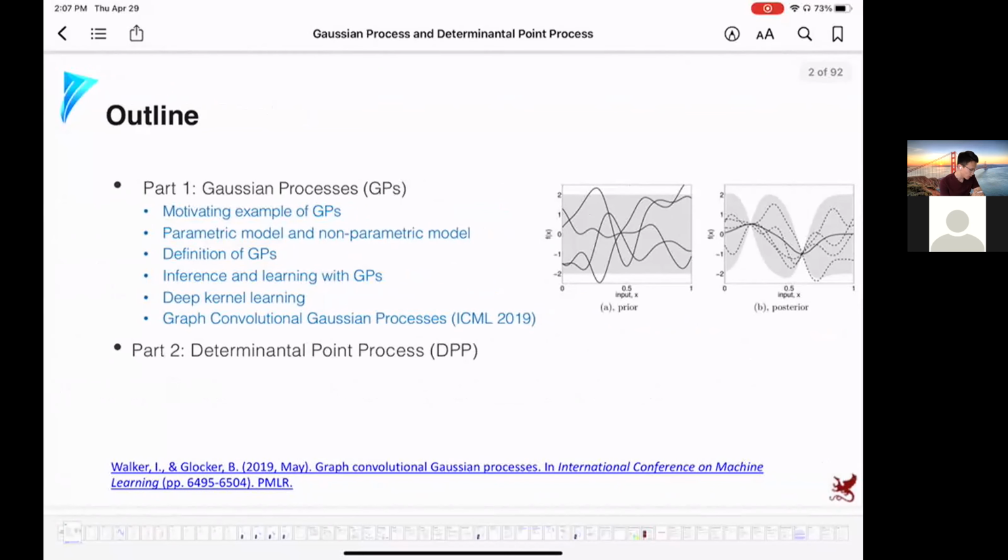And then finally, we talk about two relatively recent applications or research ideas. One is that people combine deep neural networks together with Gaussian process, which results in this paper called deep kernel learning. The other one I added because I found it more relevant to our group: it's a combination of graph convolutions and Gaussian process. It's published in ICML 2019. After that, we will go over the idea of determinantal point process.